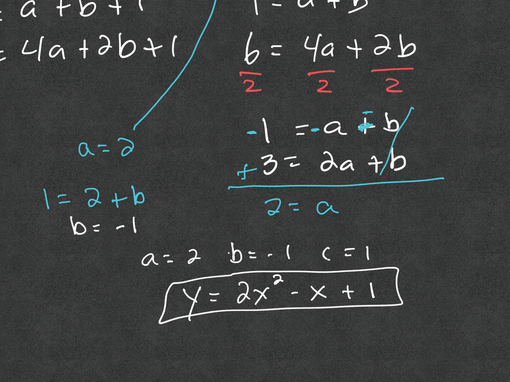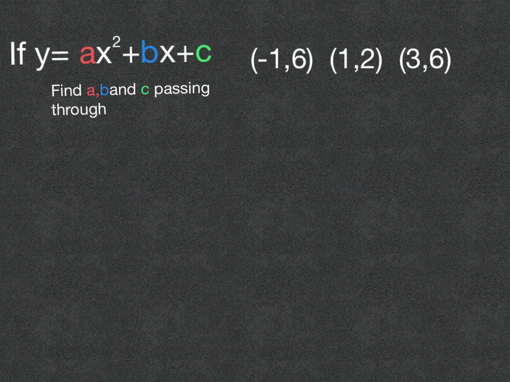Okay, great. Let's try that again. Okay, next one. If y is equal to ax squared plus bx plus c, we want to find a, b, and c again, given 3 points. Given these 3 points, (-1, 6), (1, 2), and (3, 6). Oh, there's that (1, 2) again. But I promise you this is a different problem.